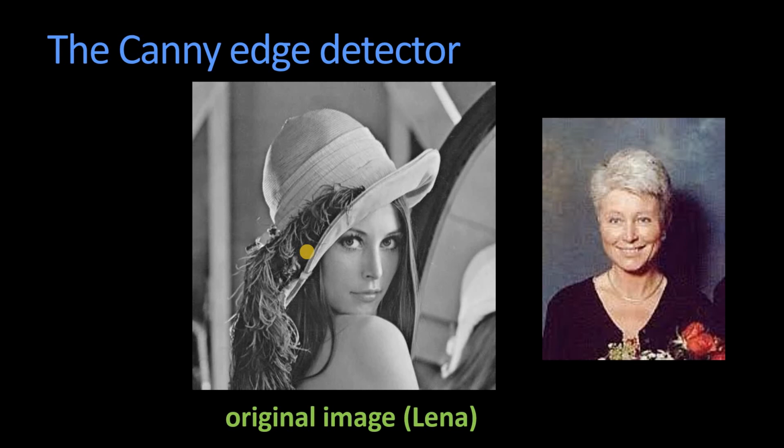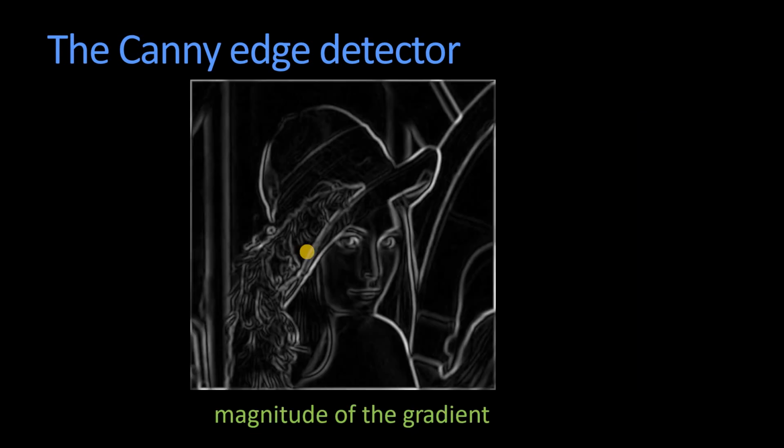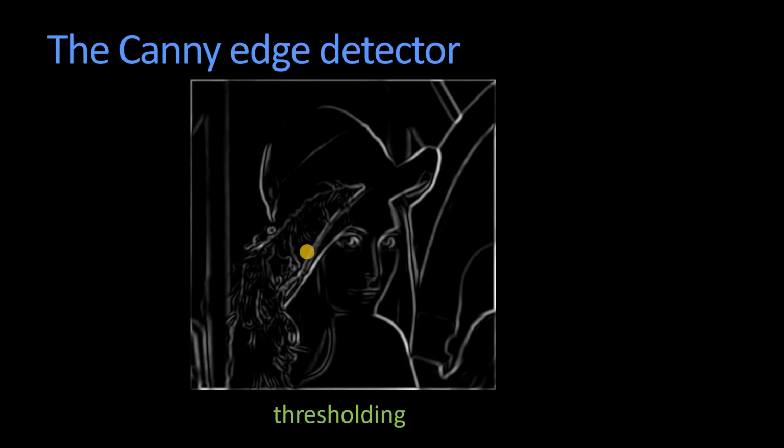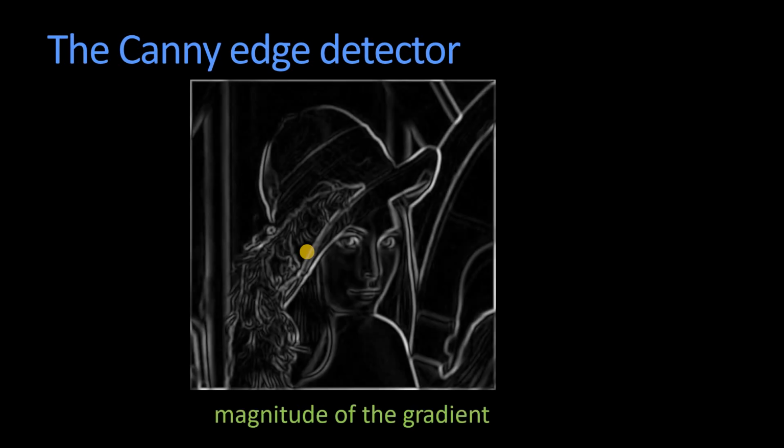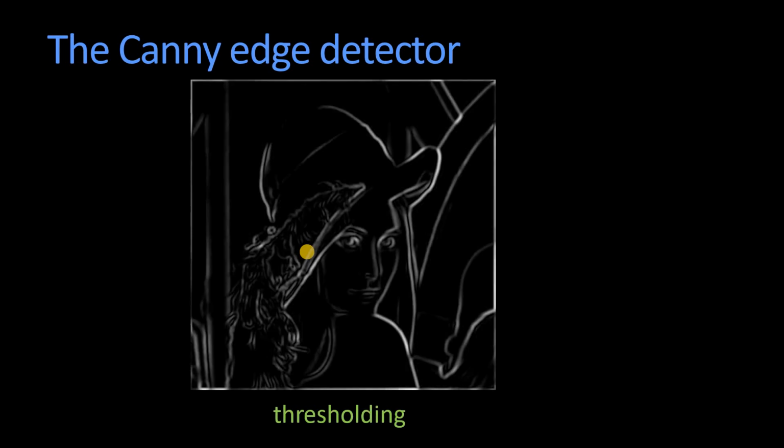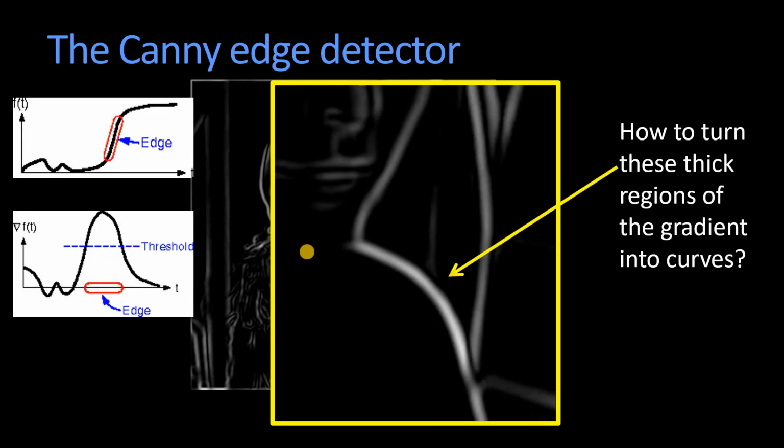So here is the original image for the Lena, and here is the magnitude of the gradient. This is the thresholding that's done. So in the thresholding we remove the pixels that are not up to the standard of values, and then they have done this non-maximum suppression. If the line is too thick, that is not a good edge. Make it thinner. Okay, so these thick regions, we convert them into thin lines.